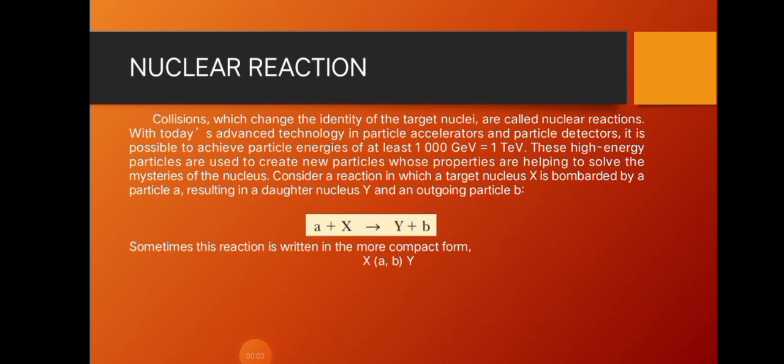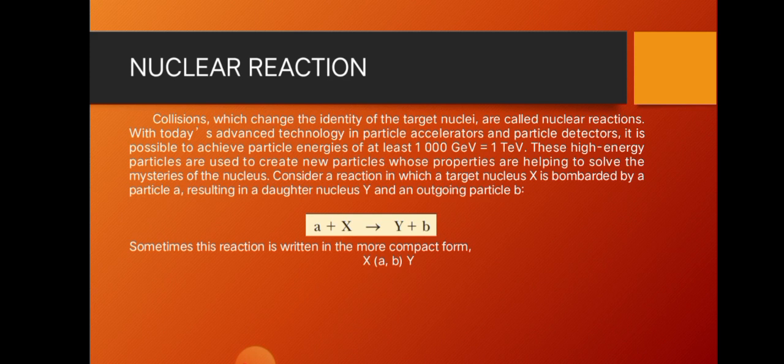Nuclear reaction. Collisions which change the identity of the target nuclei are called nuclear reactions. With today's advanced technology in particle accelerators and particle detectors, it is possible to achieve particle energies of at least 1000 GeV, or 1 TeV. These high-energy particles are used to create new particles whose properties are helping to solve the mysteries of the nucleus.